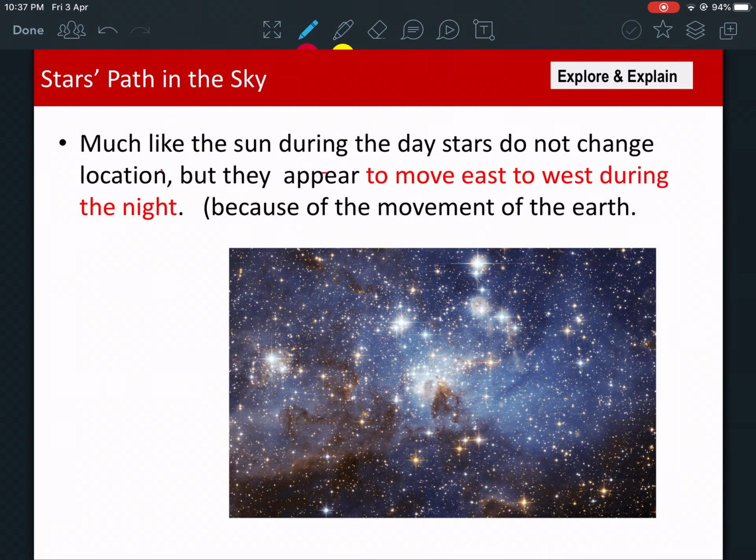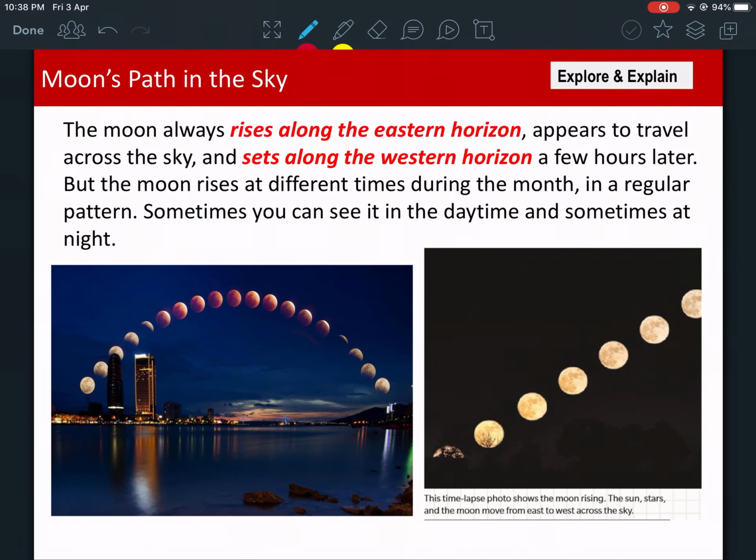Much like the sun during the day, stars do not change location, but they appear to move from east to west during the night. It's just the same as the sun. It appears to move, but it doesn't. The Earth's rotation is what moves, and we feel like the stars are moving. The moon always rises in the east and sets in the west. It appears to travel, same thing, it just appears. It's because of the Earth's rotation that we can see it rising and setting.